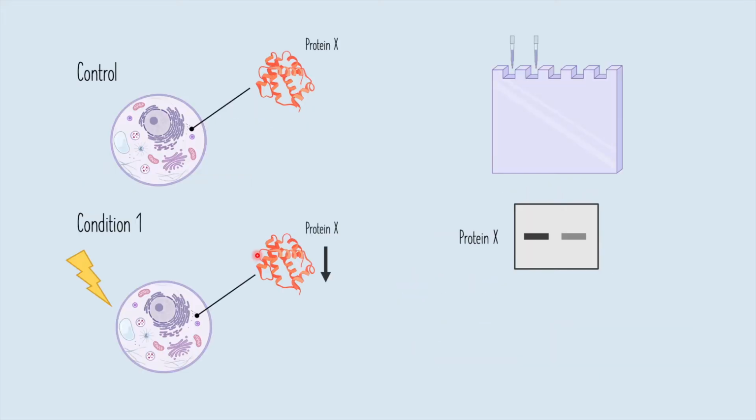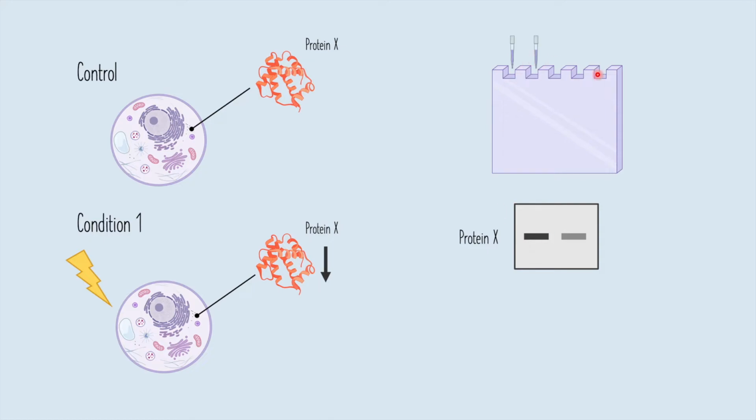So let's say you've got two conditions, control and condition one, and you're interested in measuring protein X and seeing how it changes in condition one. So you run a Western blot, and if in condition one, protein X goes down, this is reflected on your Western blot. So the band intensity of the sample from condition one will be a lot lower than the band intensity of samples run from the control.